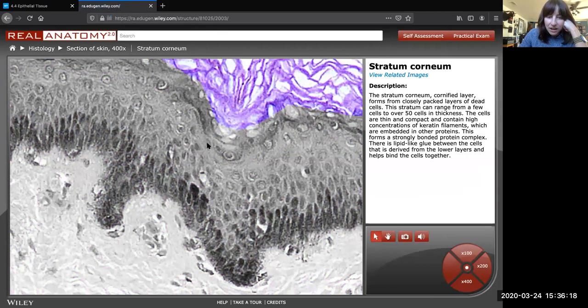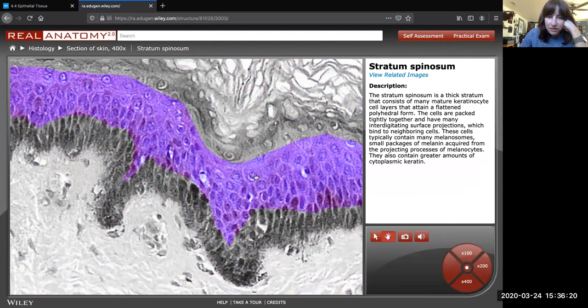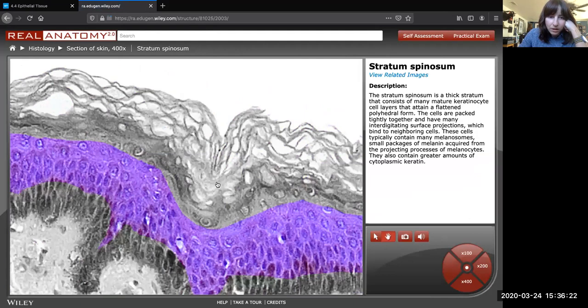Does anybody know how to get out of this where it selects things and everything else is in black and white? Like, come back.